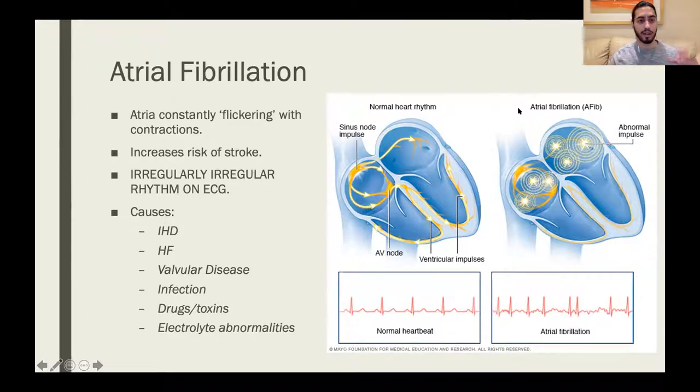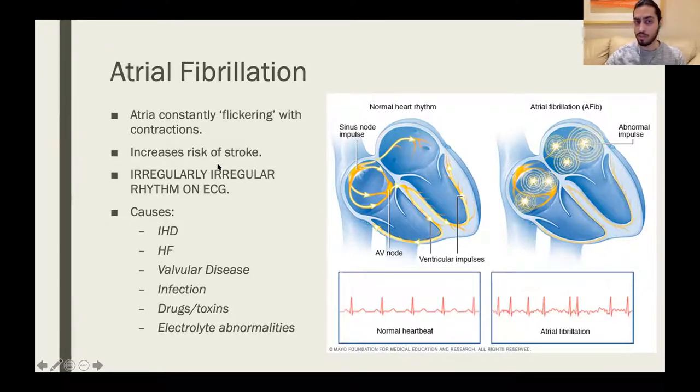So AF is caused by a sudden flickering of the atria. Normally we know that your atria start off with sending an electrical conduction signal from the SAN to the AVN. In AF, your SAN is not always involved straight away, which is why you don't get the P waves. You just get sudden rises of electrical potential coming from random parts of the atria. And that leads to this flickering motion and flickering contraction, meaning that you don't actually get a full atrial contraction, which is why it's dangerous.